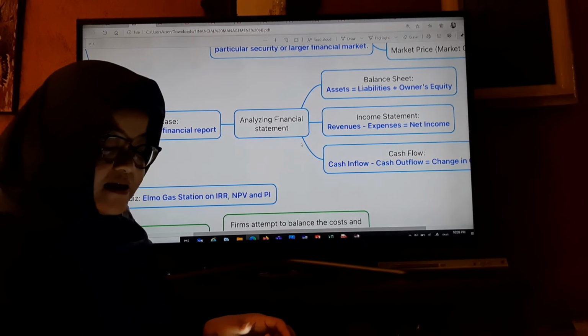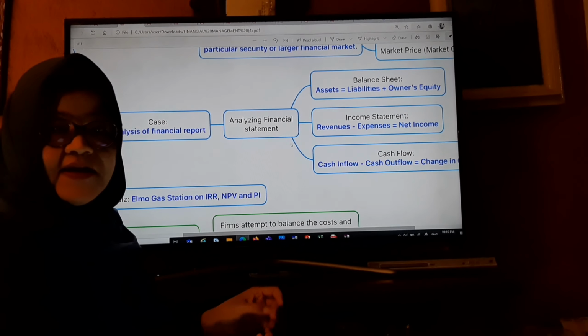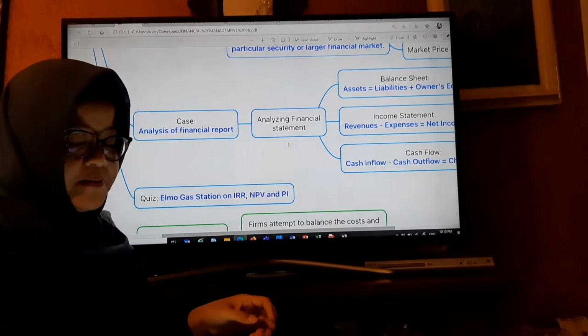And then last, there's also a case in Ilmu Gestation that teaches us about internal rate of return and net present value.